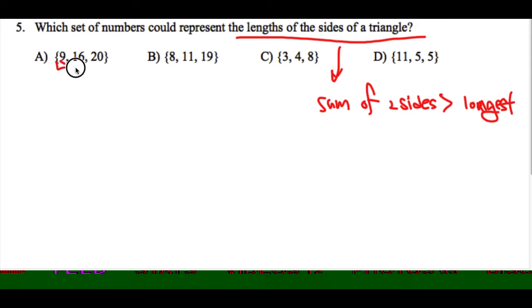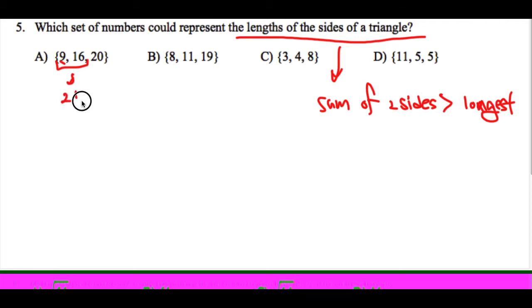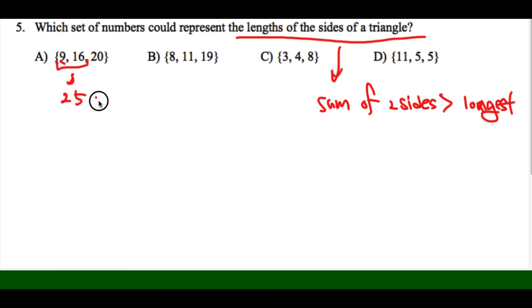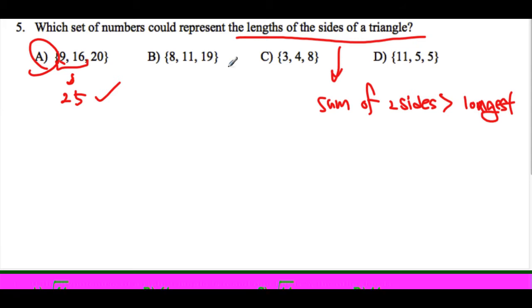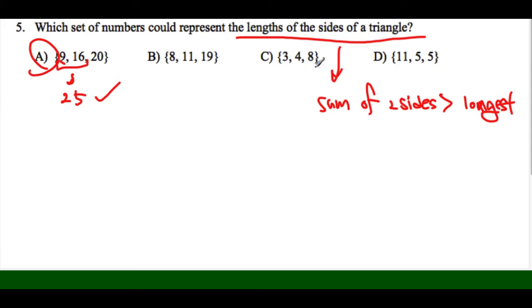Now, in this case, the sum of 9 and 16 is 25, which is greater than 20. Yes, it is. So in fact, A would have been our answer. And you will realize that that will not be the case for B, C, and D.